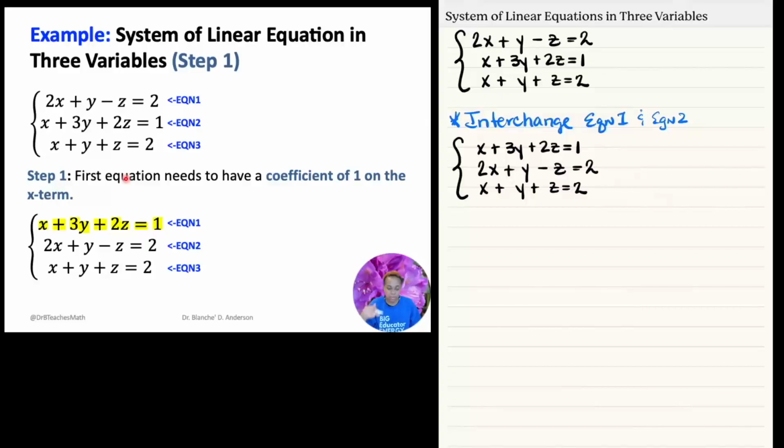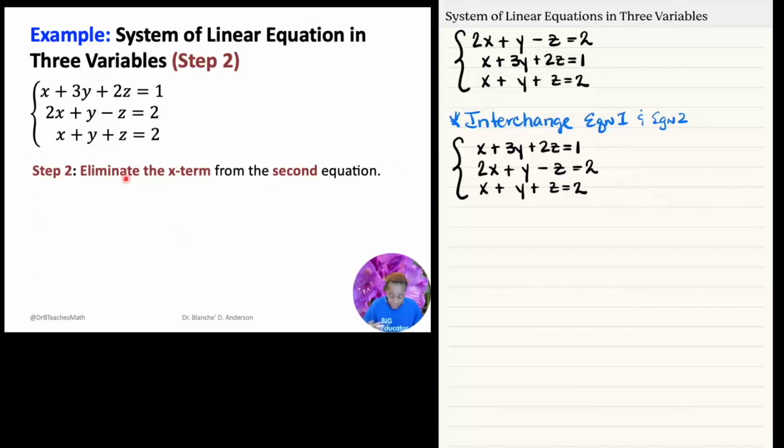Whatever's the top, middle, and then bottom. Okay, cool beans. So now step 2 says we're going to eliminate the x term from the second equation. Remember, our goal is to have x, y, z, then you're going to have y, z, and then you're going to have z. That's what we're working towards.